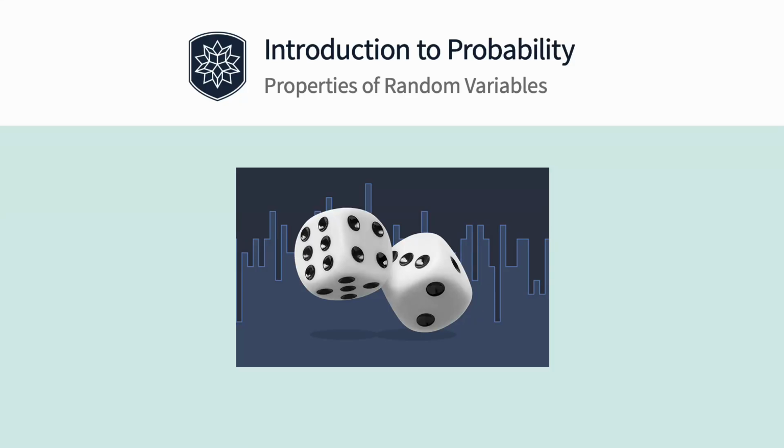Hello, and welcome to Lesson 10 of this Introduction to Probability on Wolfram U. The topic for this lesson is Properties of Random Variables.